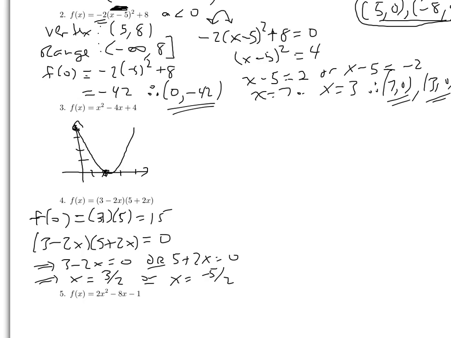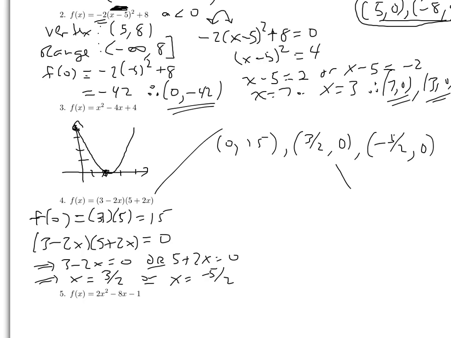And so my intercepts in this case, let's give myself some room up here. The y-intercept is (0, 15), and the x-intercepts are (3/2, 0) and (-5/2, 0). The reason that we find the intercepts first is because the vertex then can be found without having to multiply this thing out, because of symmetry. The vertex should occur halfway between these two x-coordinates.